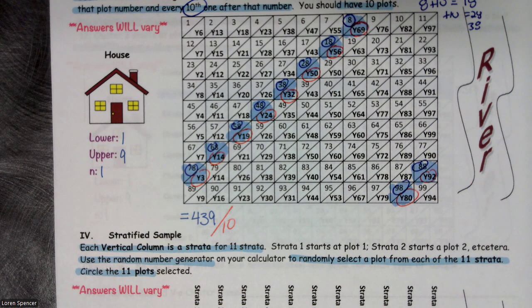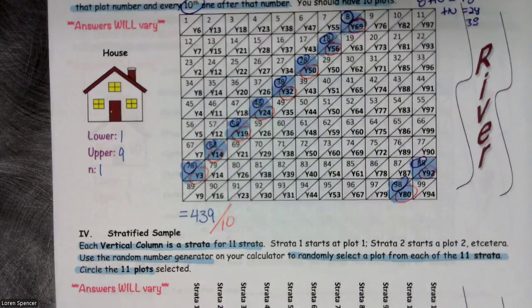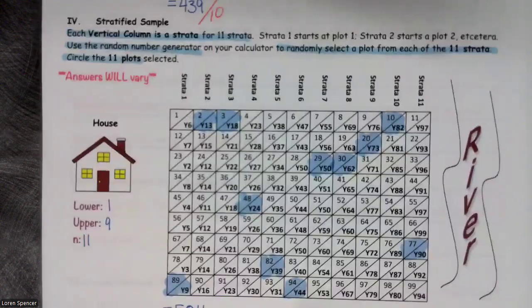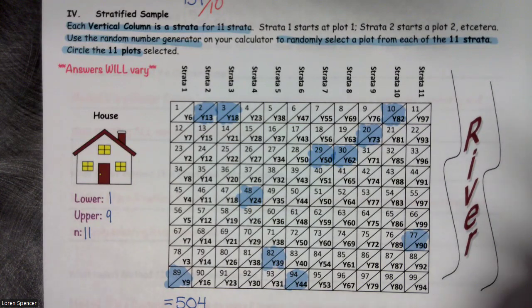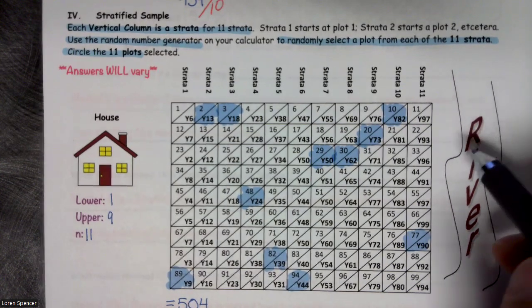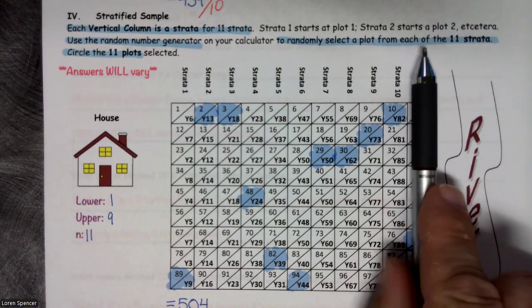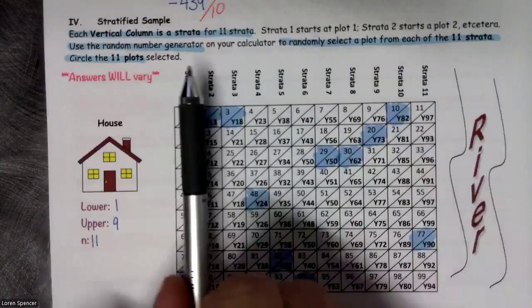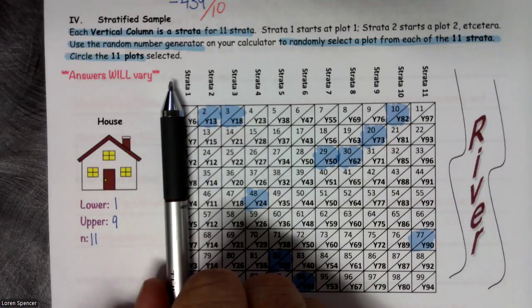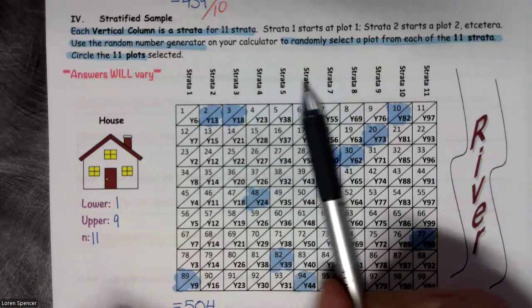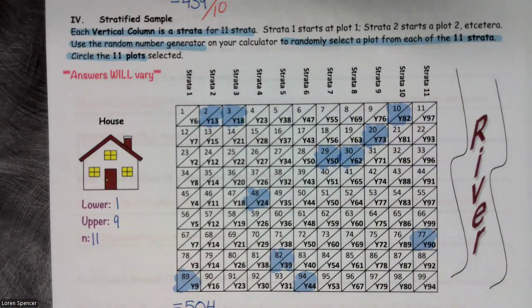All right. So now we're on to the stratified sample. Well, first off, let's remind ourselves stratified is broken down on a common characteristic. So in this case, the common characteristic is how close you are to the river. This group represents one strata because it's the closest to the river. This represents another strata because it's farthest away. And then we just broke them down into multiple strata. So we broke it down into 11 strata.